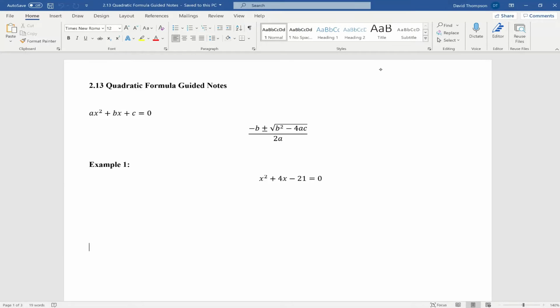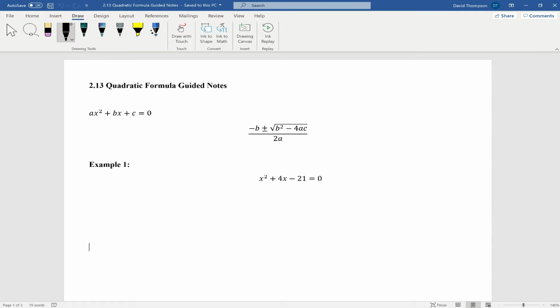The general form of quadratic equations is ax squared plus bx plus c equals 0, and the quadratic formula is negative b plus or minus the square root of b squared minus 4ac, all over 2a. So let's apply that to an example. We're given x squared plus 4x minus 21 equals 0, and we need to solve this.